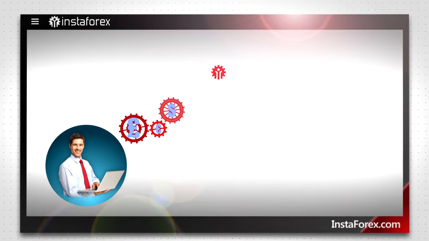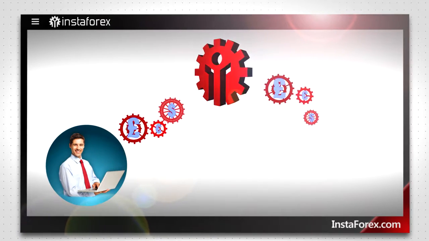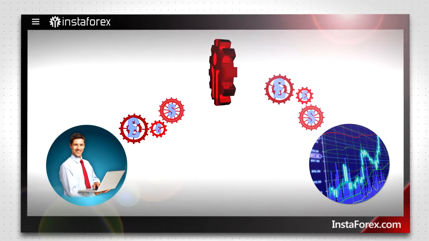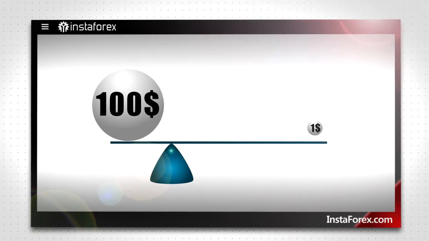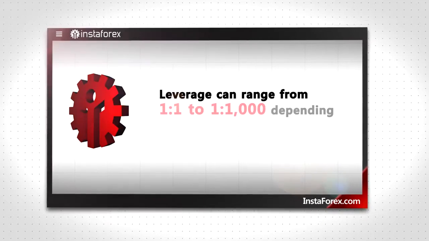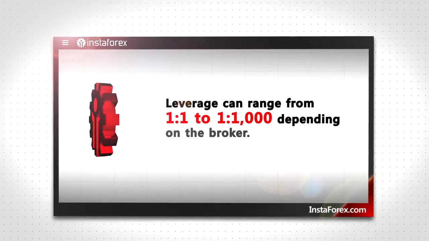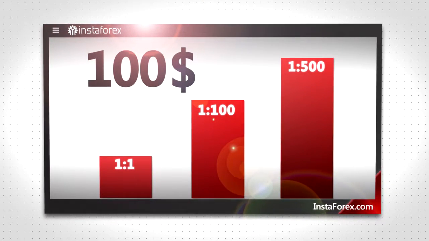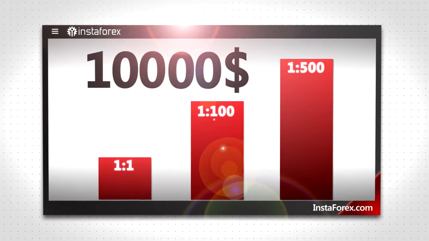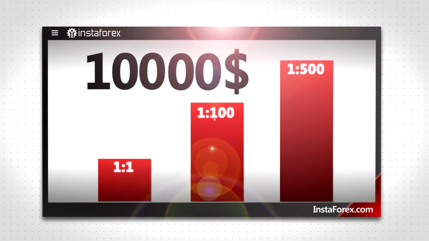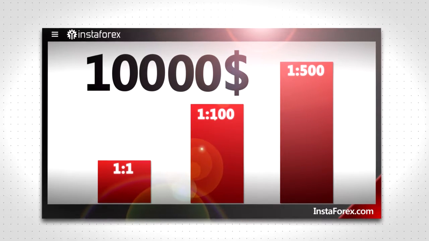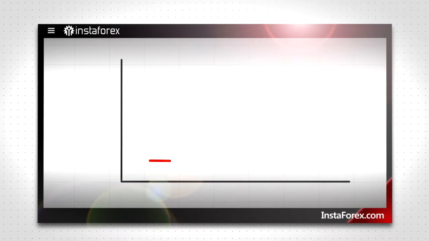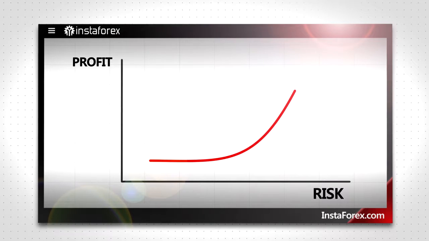This is where brokers come into play, providing their customers with loans in the form of leverage. Leverage allows traders to make deals that exceed the initial deposit amount tenfold. Leverage can range from 1:1 to 1:1,000 depending on the broker. This means that a customer with $100 on his or her account can open a trading position for $10,000 using a leverage of 1:100. Traders who strike big deals can either gain large profits or suffer heavy losses.